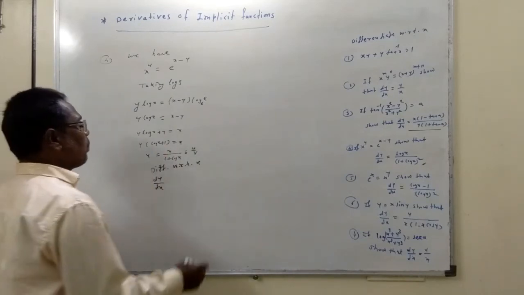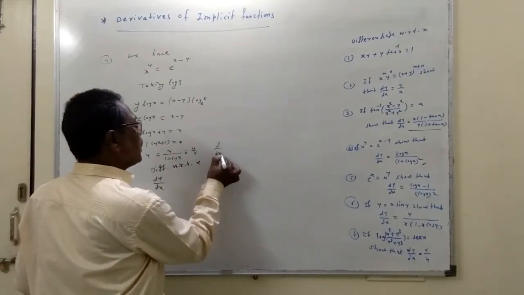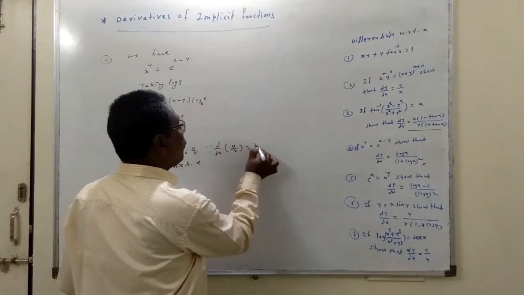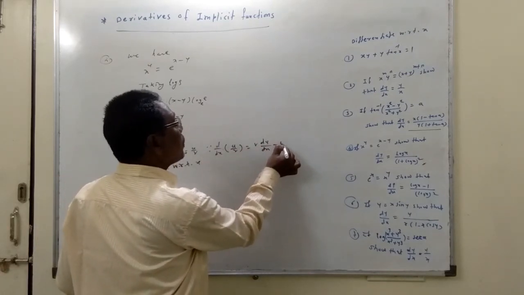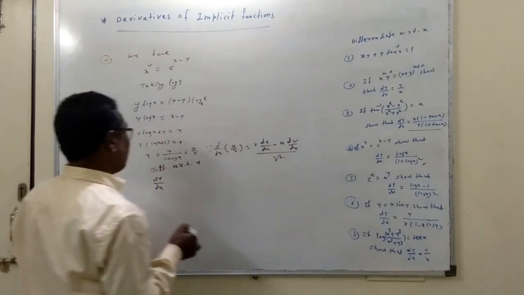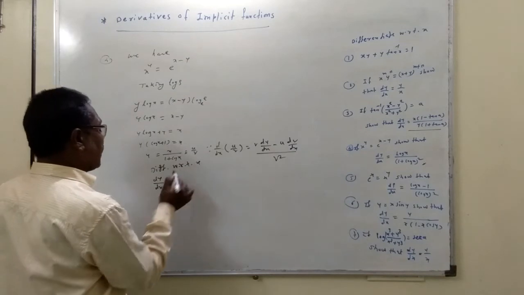So here the u upon v rule. You know this already, we have studied this theorem. d by dx of u upon v is equal to v into du by dx minus u into dv by dx, divided by v square. So by this theorem, we can take the derivatives now.